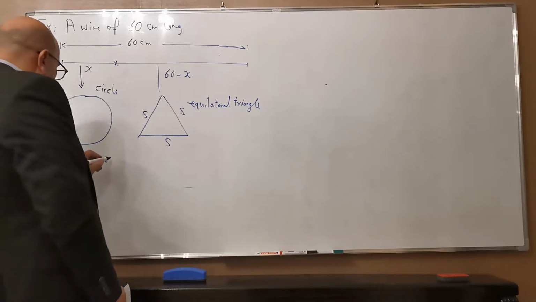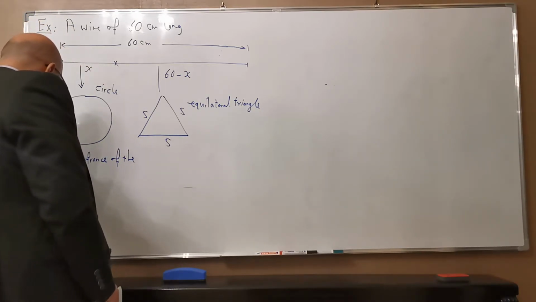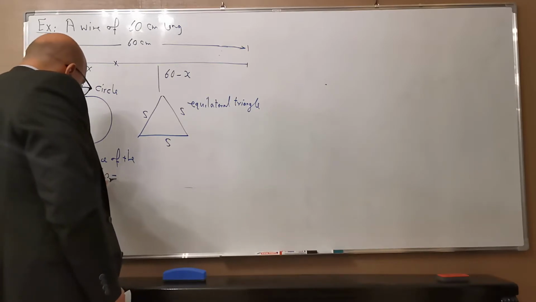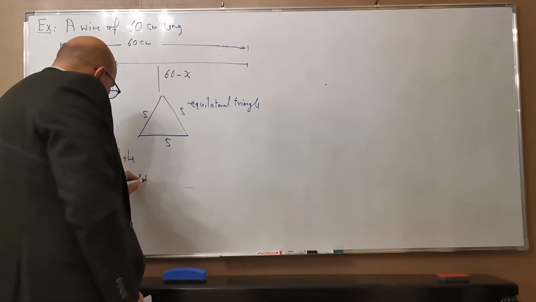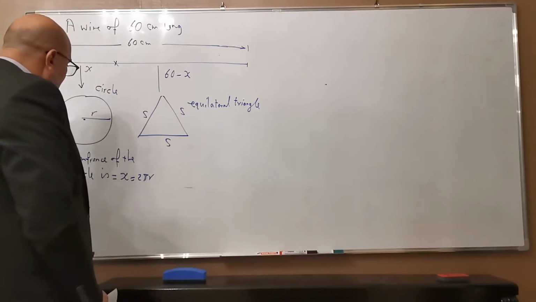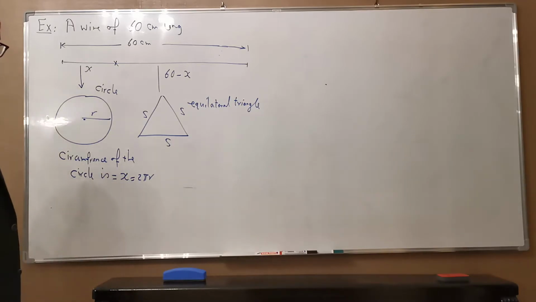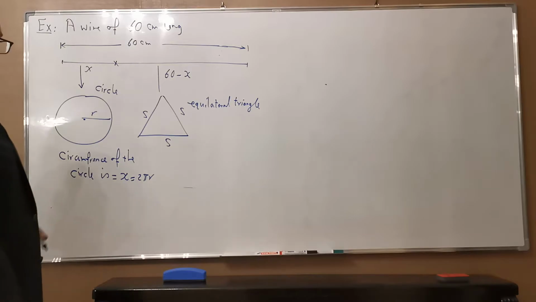Circumference of the circle is equal to x, and this equals 2 pi r, where r is the radius. So r is the radius, and 2 pi r is equal to x. Okay?